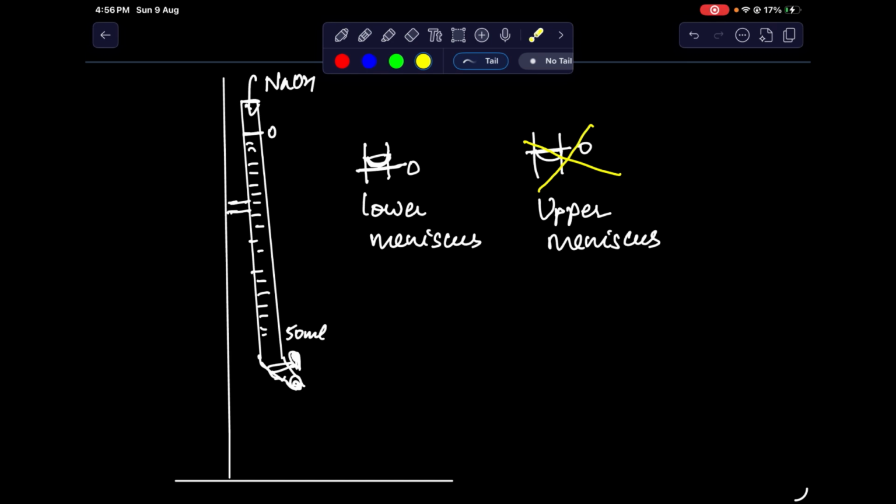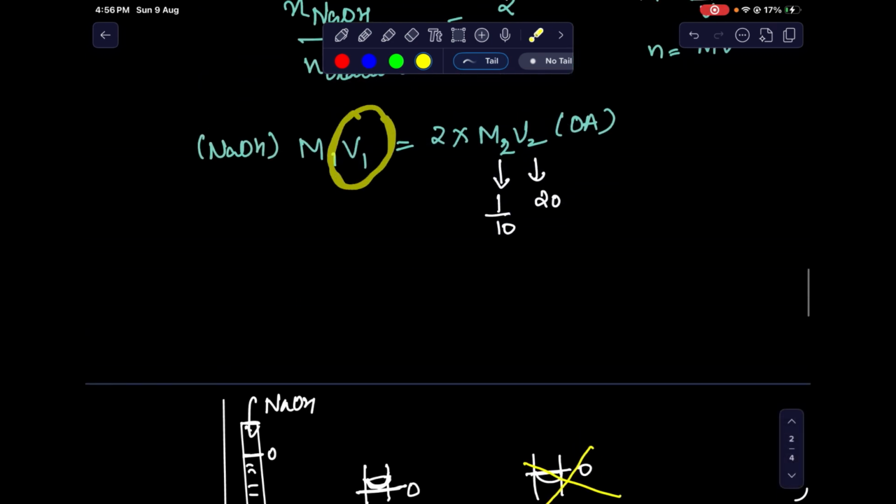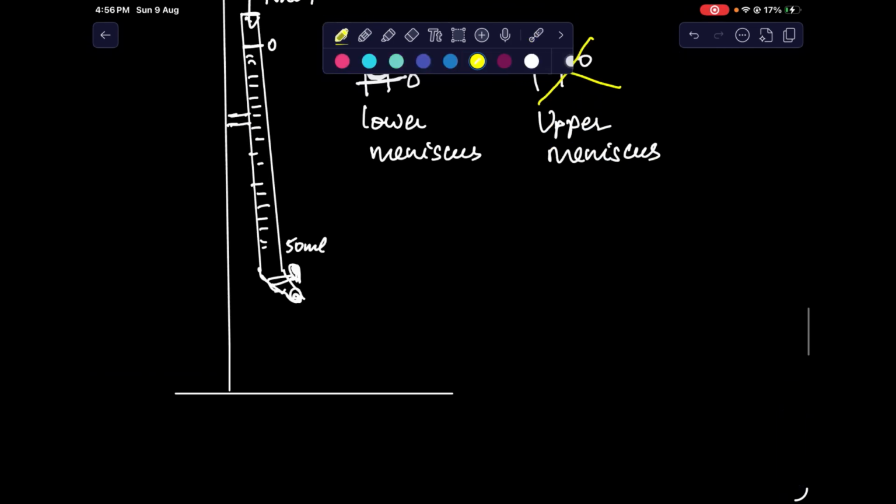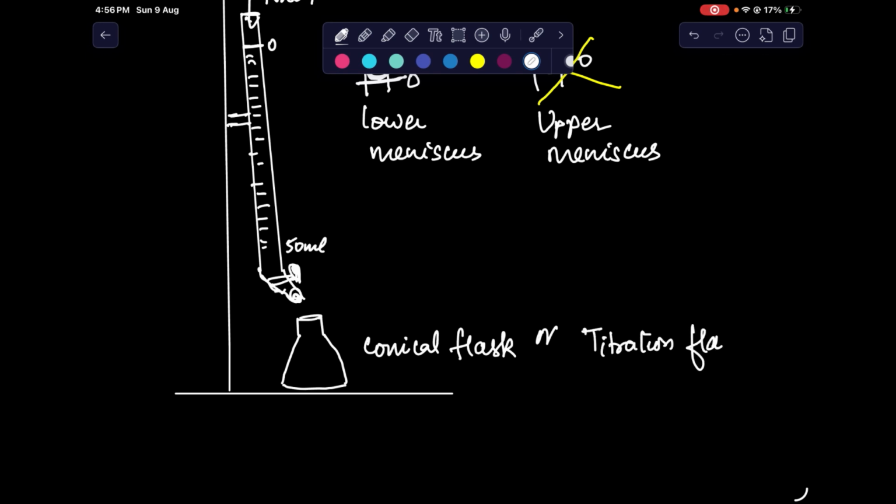So here I have taken NaOH so that I can know how much volume of NaOH is required to complete the reaction. So now I will take another flask which looks like this, and it is known as conical flask or titration flask. Both are same. Now I will use an apparatus which looks like this. It is available in our lab, right?